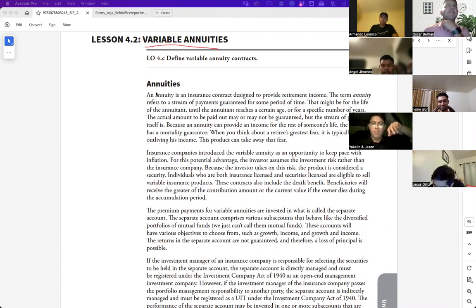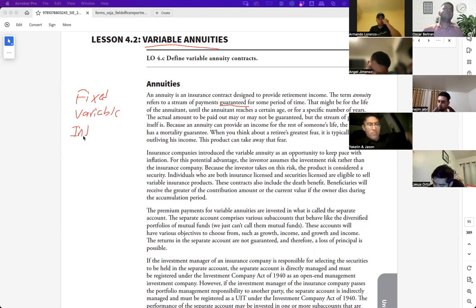So variable annuities. Here it is. So right here it talks about annuities. So in general, the basic definition of annuity is going to be an insurance contract that's going to provide retirement income. And that income can be given to them each month, every week, etc., for a certain period of time. Okay. And it's going to have a guaranteed period. Okay. So with that in mind, there's different types of annuities. There's fixed, there's variable, and there's another one called the index.